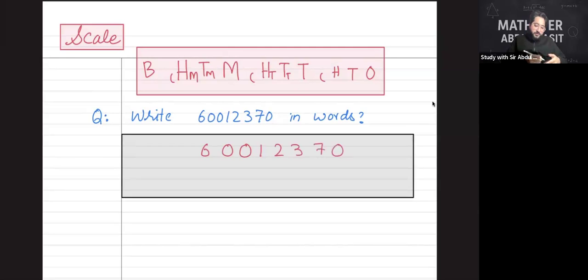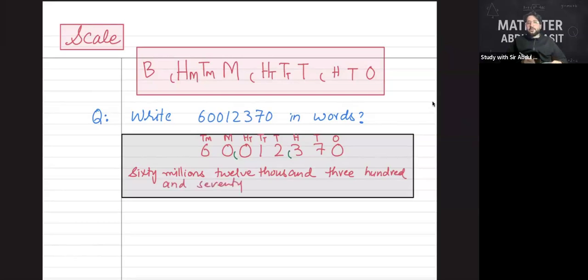I'm not going to do another example on that, so please pay attention. Start writing commas from the right side, after every 3 digits. Now write the scale, whatever is written above: ones, tens, hundreds, thousand, 10,000, 100,000, million, 10 million. So I have to start my scale from million. So it's 60 million. In the thousand place, you can see that it's only 12,000. So 60 million, 12,370. That is the answer.